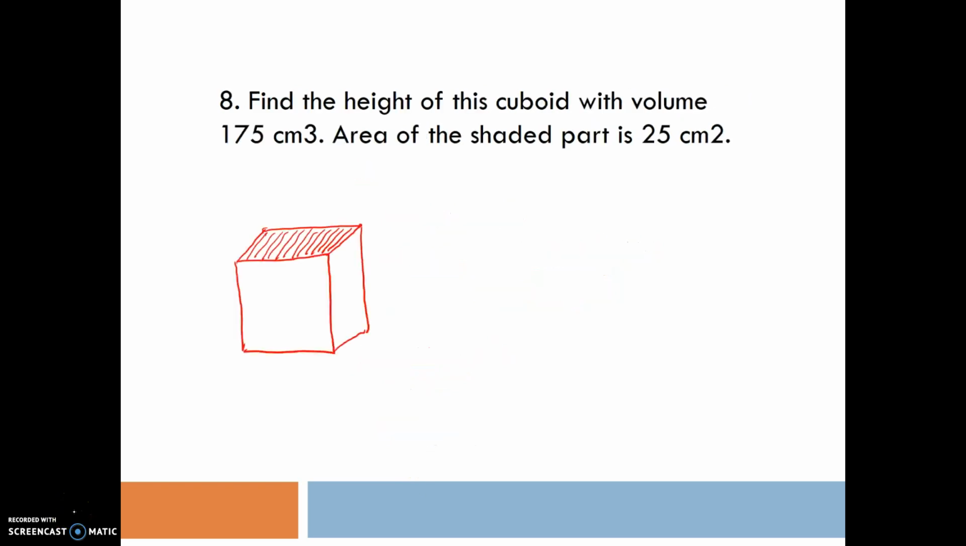All right, guys, for the last 2 minutes here, I'm going to run through this last problem that you have in your notes really quickly. It says, find the height of this cuboid with volume 175 cubic centimeters. Area of the shaded part is 25 centimeters squared. Okay, let's start again with our volume formula. Volume equals length times width times height.